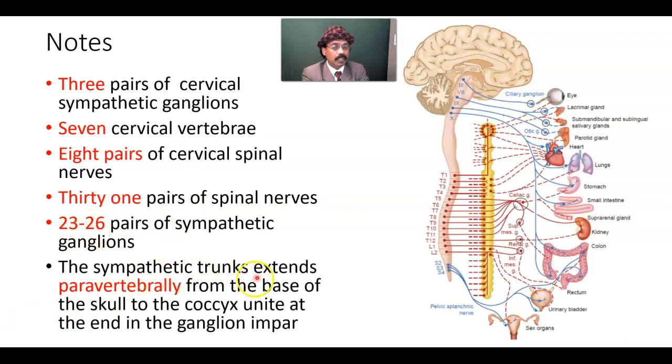The sympathetic trunk extends paravertebrally. They are present by the side of the vertebral column from the base of the skull to the coccyx, and the two trunks come together in front of the lower part of the coccyx and form the ganglion impar. So the ganglion impar is the lower end of the two sympathetic trunks. They come together by the side of the vertebral column and unite in the ganglion impar.